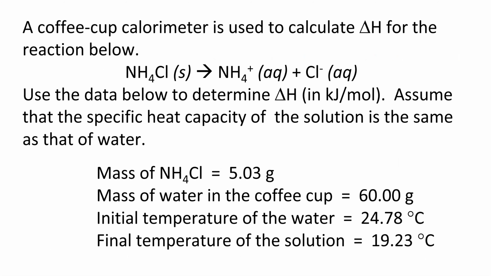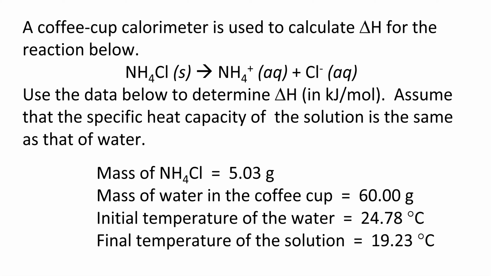All right, so we'll try something a little bit different. You can see the first words are already going to tell you that's a different kind of problem. We now have a coffee cup calorimeter, and we're going to use it to calculate delta H, or the enthalpy change, for the reaction below. So it's NH4Cl, the solid, and we're going to dissolve it in water and form the ammonium ions and the chloride ions, aqueous. And we'll use this data listed below to figure out what delta H is. And we'll do it again in kilojoules per mole.